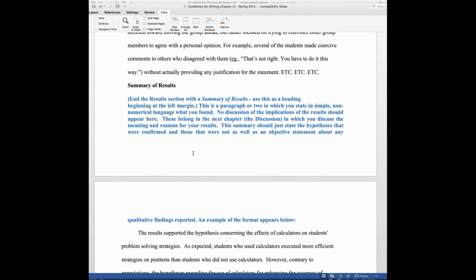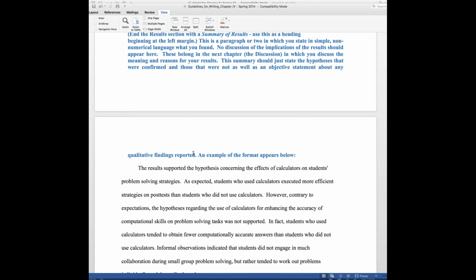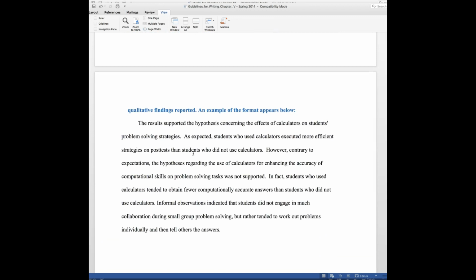It should repeat the conclusions of each hypothesis with a sentence. And a lot of what I'm saying is in the guidelines in this blue text. So this will probably be no more than 2 paragraphs, depending on how many hypotheses you have. You're not going to restate all of the statistics. You're just going to restate the conclusions of the results. So example here, the results supported the hypothesis concerning the effect of calculators on students' problem-solving strategies.